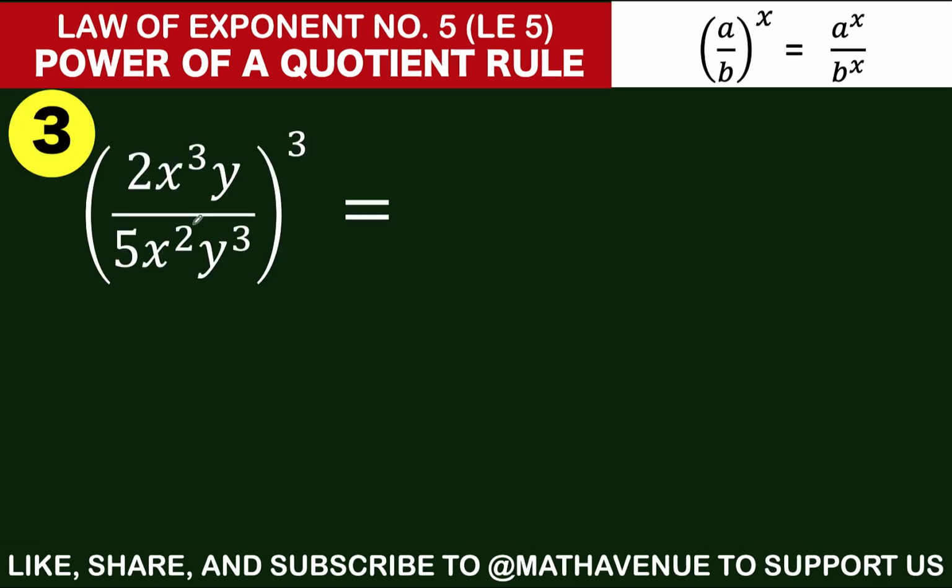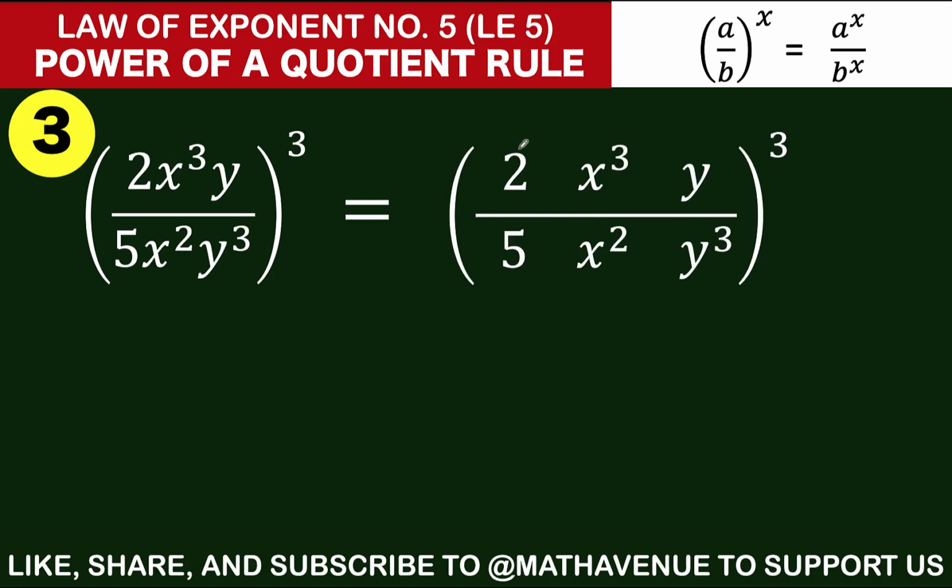Next problem. When you have this problem, 2x to the third y over 5x squared y to the third, all raised to the third, there could be two ways for you to do this. One is to apply law of exponent number 5 immediately, but that is a longer method. The easier method is to simplify the fraction first by applying law of exponent number 2. It looks like this. Group together those factors that are constants and those with the same variables. Then simplify the expression inside this parenthesis, applying law of exponent number 2.